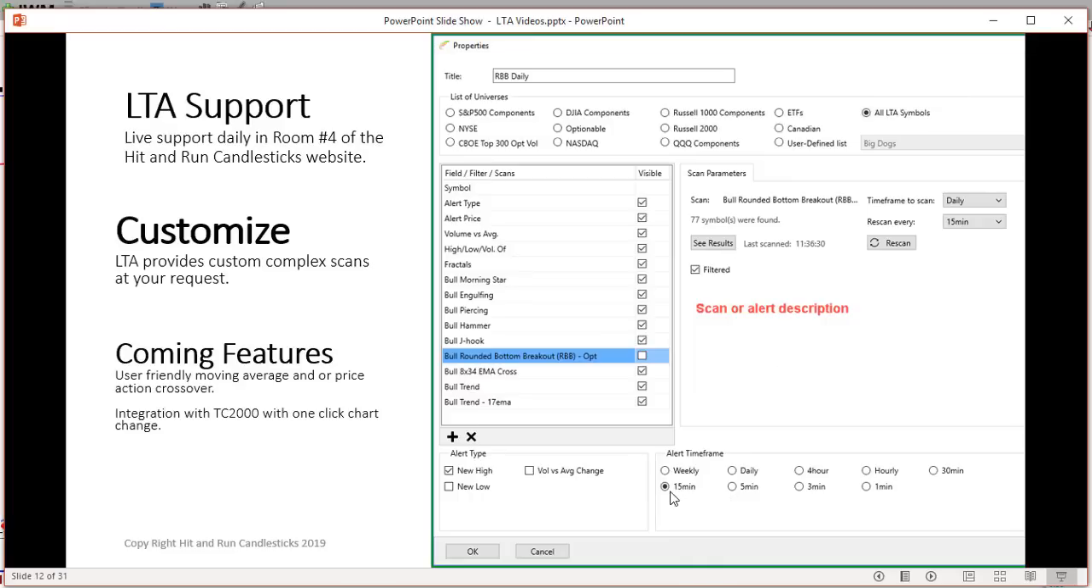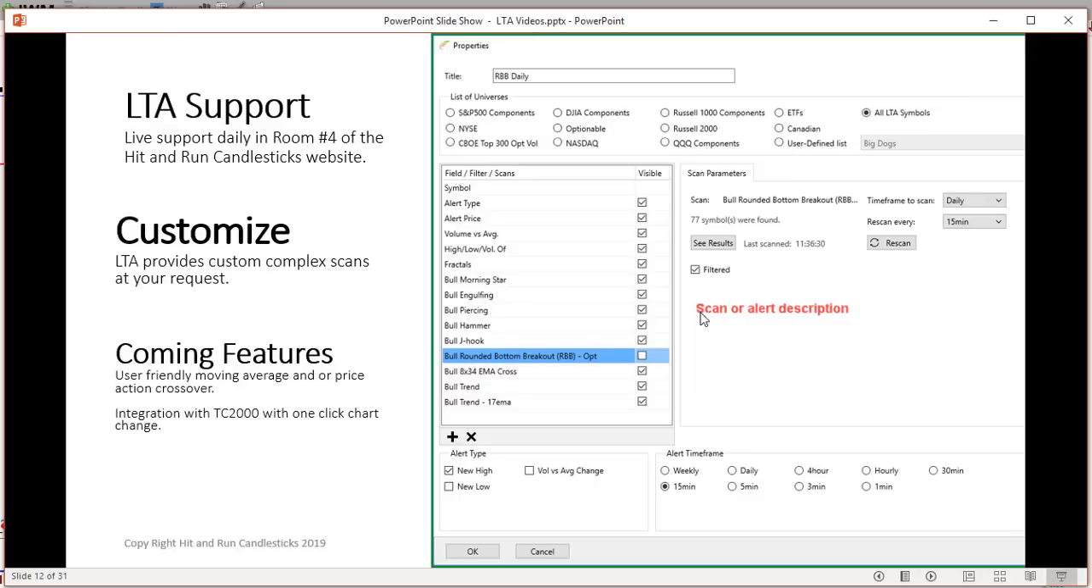And I want to be alerted on the 15-minute chart when it starts moving. Even though it's a rounded bottom breakout on the daily, I want to know when it's moving on a 15-minute bar, making a new day high on a 15-minute bar. I've got this set right here to new day high. If I want the 15-minute to give me a 2-day high maybe, I can go up here and make a couple little adjustments in this window to make that happen.